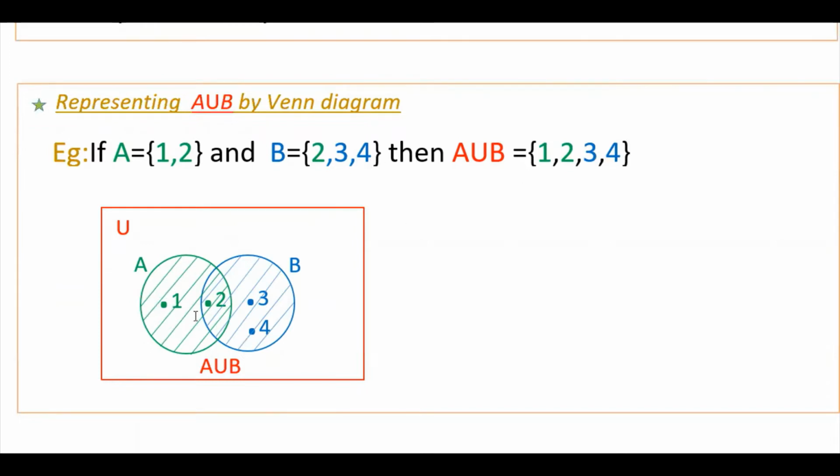In set A, the elements are 1, 2, and in set B, the elements are 2, 3, 4. So here 2 is common in these two sets. So you have to represent it like this. This is the common element. So A union B is 1, 2, 3, 4. So this is A union B. 1, 2, 3, 4 are the elements of A union B.